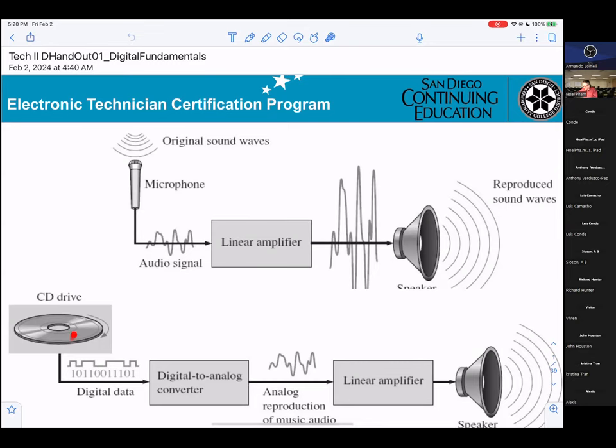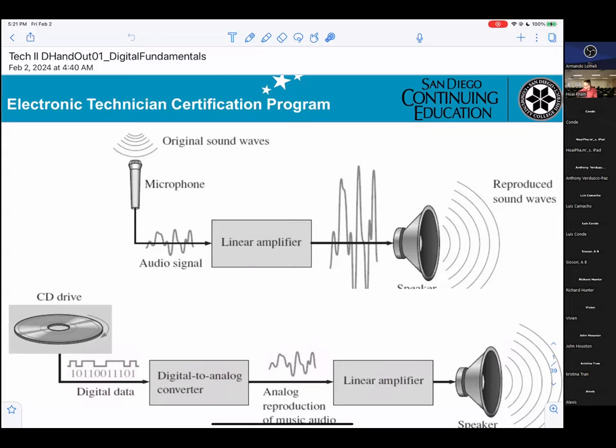This is the voice coming out from a CD. The data will be 1011, whatever. That's binary. And this binary needs to go to a device called a digital to analog converter, and that will convert your voice back here. Then it goes to the amplifier, then to the speaker. So in Tech 2, you will be learning about digital.